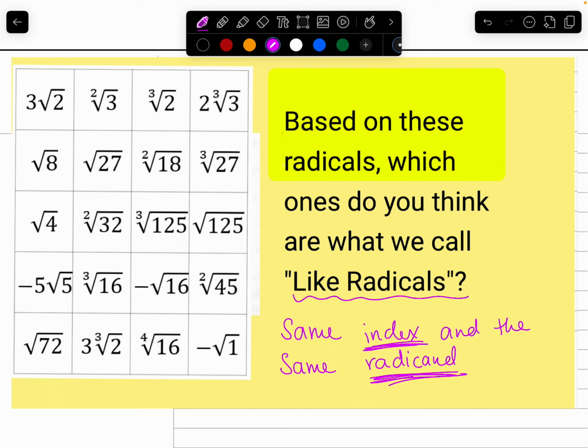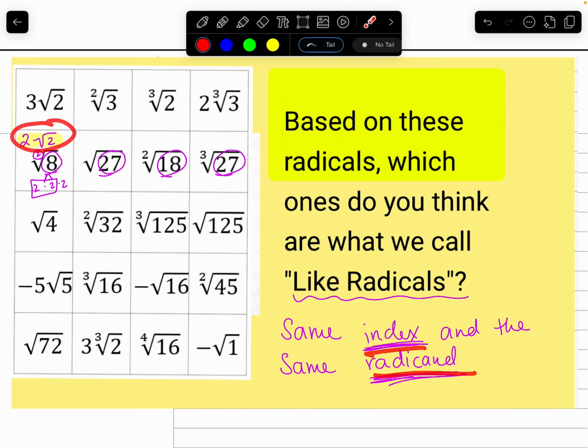Okay, so if you see these numbers that are not in their prime, remember prime numbers are numbers that are only able to multiply itself and 1. So this one you have to do a factor tree, 2 times 2 times 2. My index is 2, so I box 2, therefore my answer would be 2 square root of 2. Now which one is a like term to this? Which one has the same index and same radicand? If you chose this one, then you are correct.